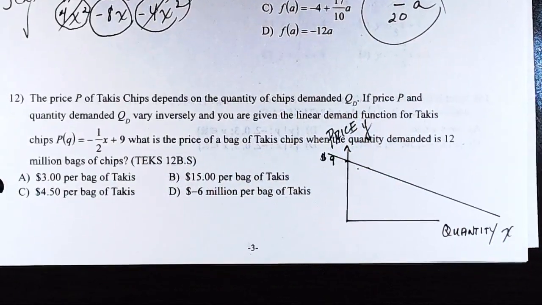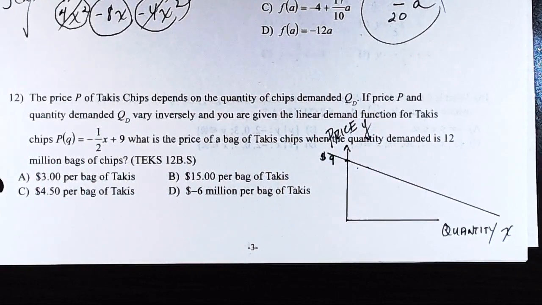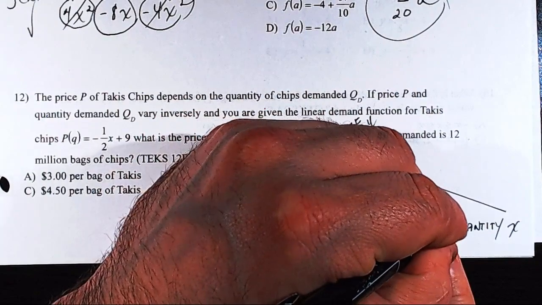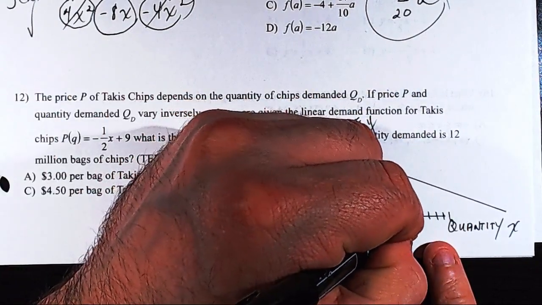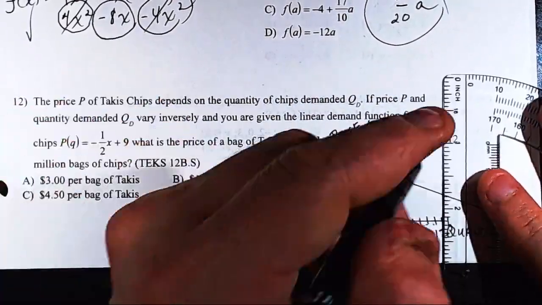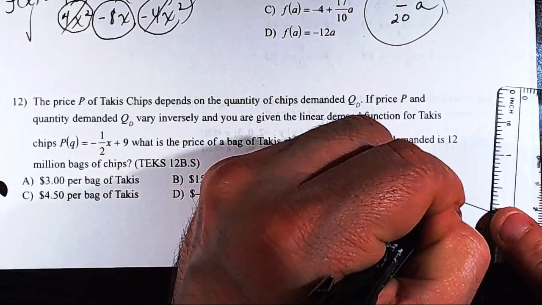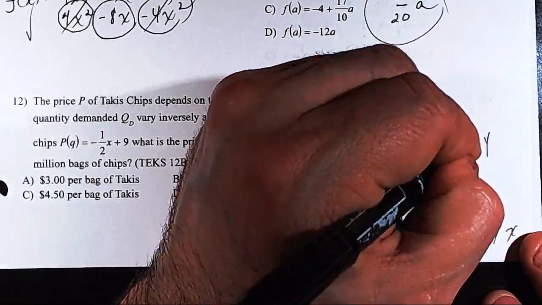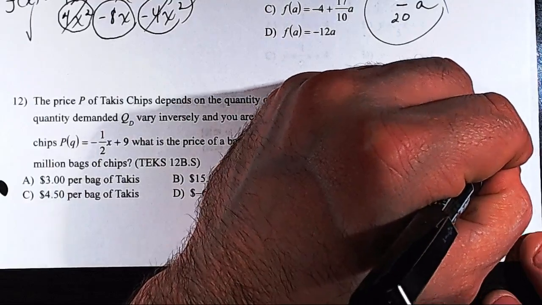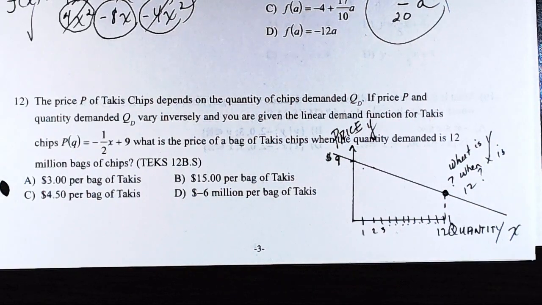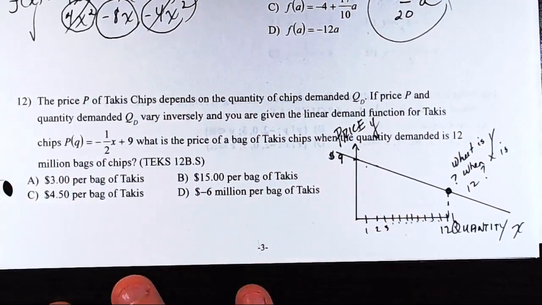Like that. Okay, so what is the price of a bag of Takis chips when the quantity demanded is 12 million bags? So what we need to do is plug in, you know, 1, 2, 3, 4, 5, 6, 7, 8, 9, 10, 11, 12. I want to know the coordinates of that point right there. Okay? I want to know what is y when x is 12. So I'm just going to plug that into the function. If you want to do it by hand, it's really, really easy.